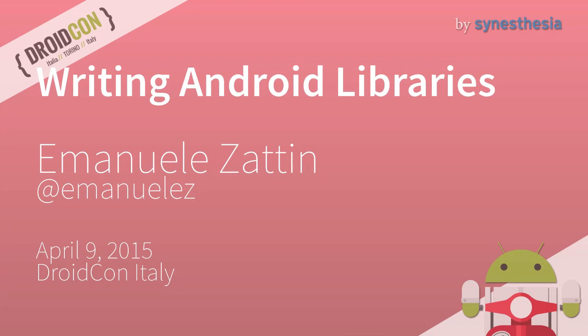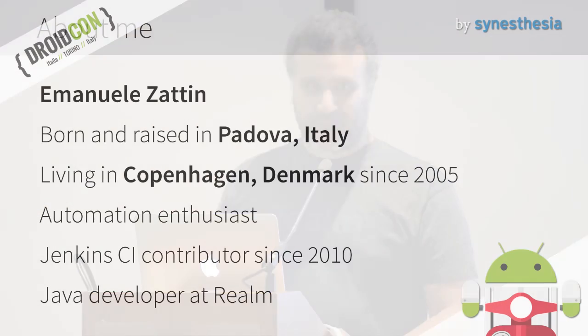I'm gonna talk about writing Android libraries. My name is Emanuele Zattin, and I'm actually Italian. I was born in Padova, which is a few hundred kilometers east from here. But I've been living in Denmark, in Copenhagen, for the last 10 years, and I'm turning blonde.